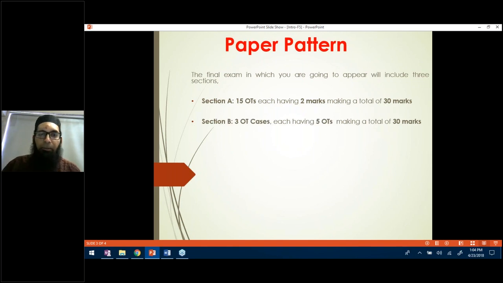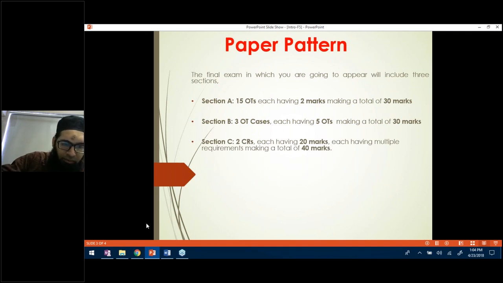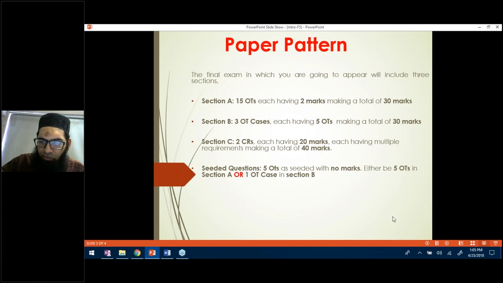Then there is Section B. Section B consists of 3 OT cases, and each OT case will have 5 different objective tests, making up 30 marks once again. This means 60% of the paper is based on objective tests. When we go to Section C, we have 2 CRs, each having 20 marks, and each may have multiple requirements. Combined, this makes 40 marks for Section C.